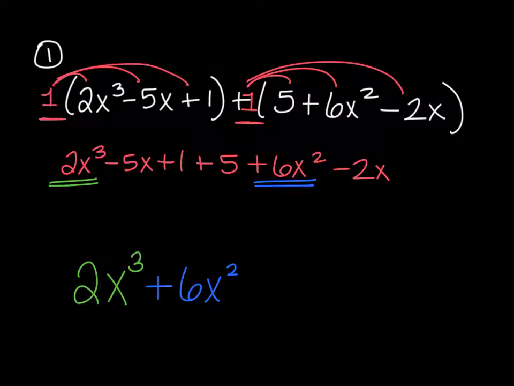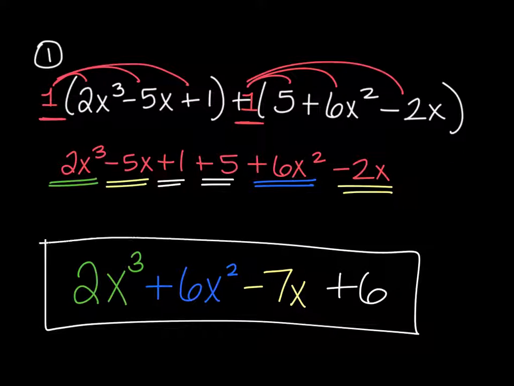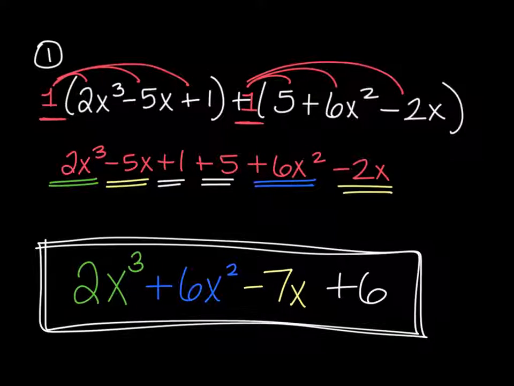Okay, now I'm going to look for x's. I've got a negative 5x and a negative 2x. When I combine those, I get negative 7x. And now any of my terms that don't have x's in them, I have a plus 1 and a plus 5, which is going to give me plus 6. And I know that I'm done because when I look at my answer, I don't have any terms that have the same variables and exponents, so nothing else can be combined. And also my exponents count down. X to the 3rd, x squared, a single x, which is really x to the 1, and then no x's at all, or x to the 0.